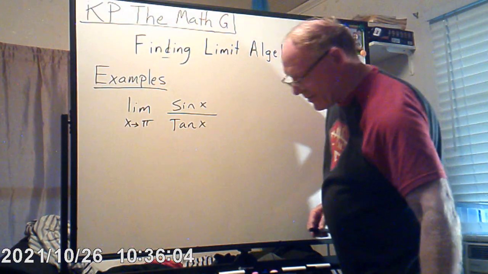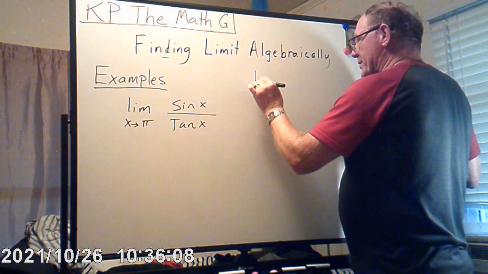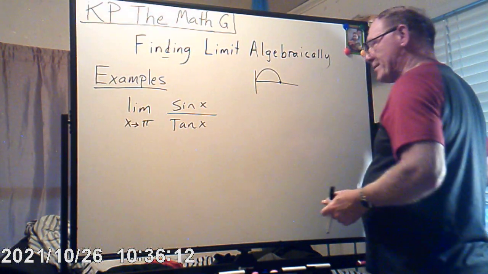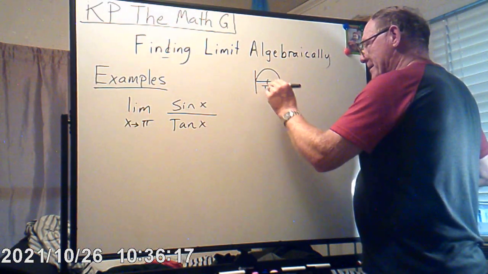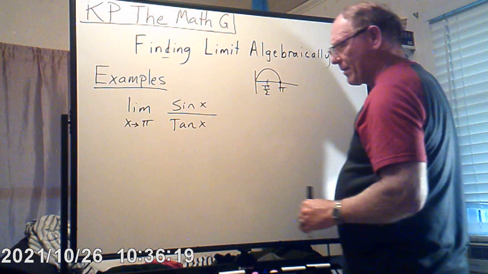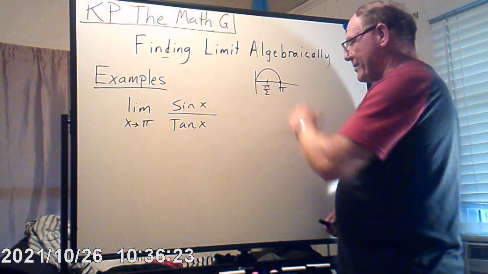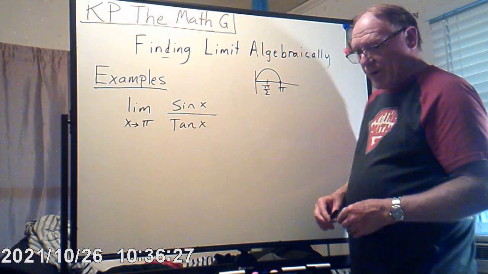We got that 0 over 0. And by the way, incidentally, that is true. If you graph sine, there's your 0 right there at pi. And if you did the same thing with tangent, you would run into 0 as well.